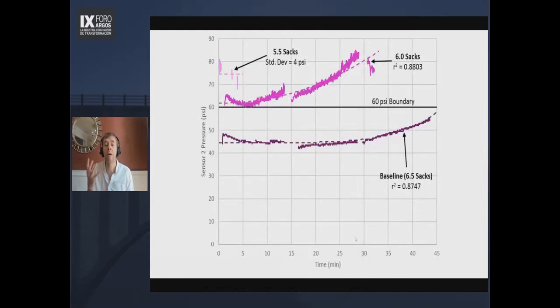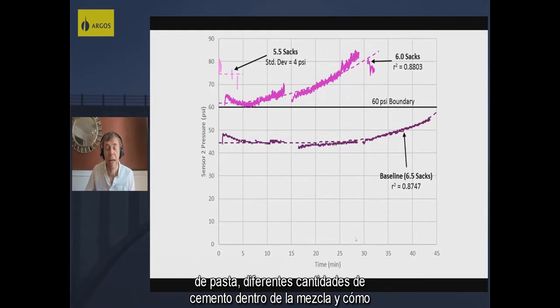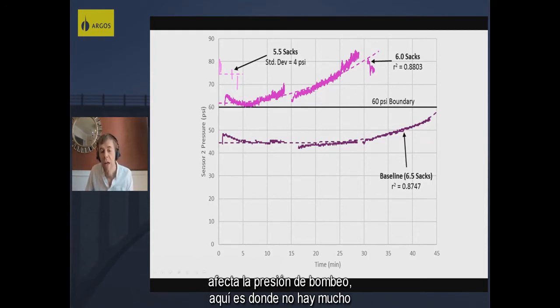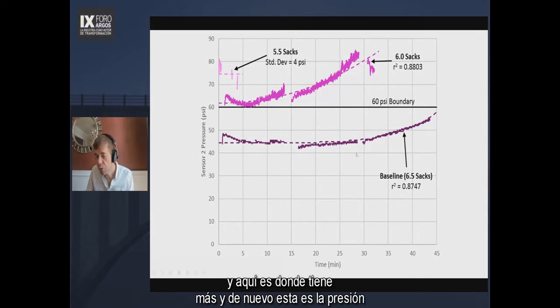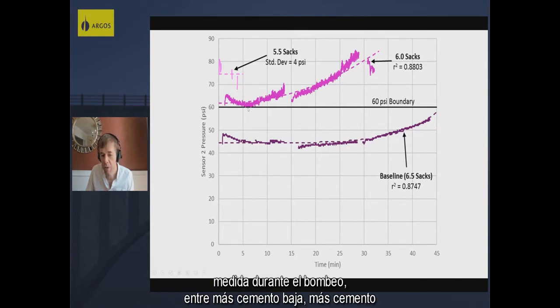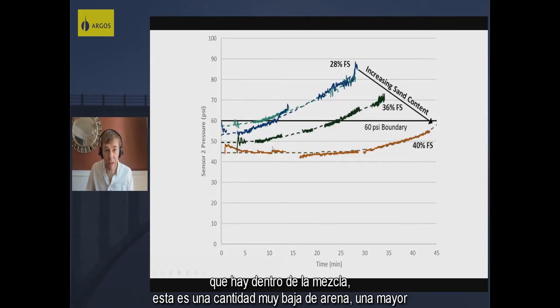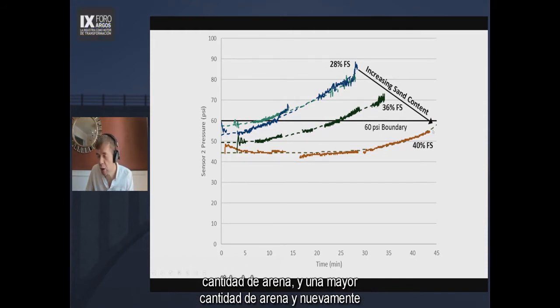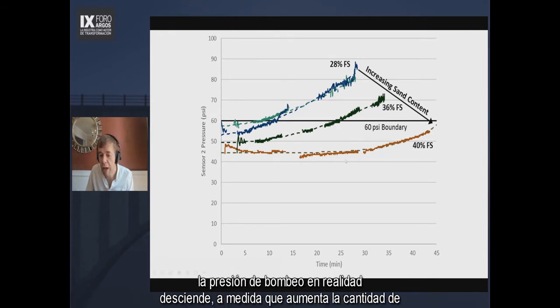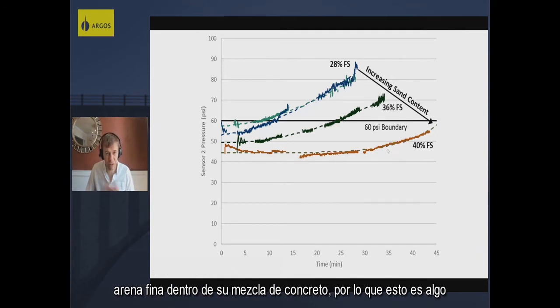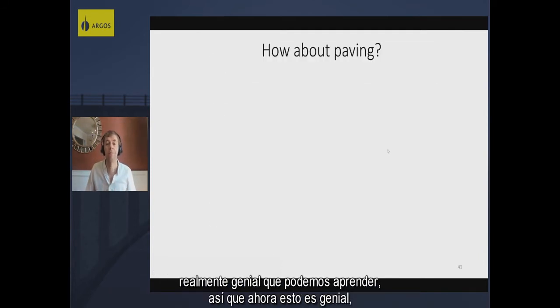We can also look at different paste contents, different amounts of cement inside the mixture and how it affects the pumping pressure. This is where it doesn't have very much cement in the mix. This is where it has a little bit more, and this is where it has more. And again, this is the pressure measured during pumping. The more cement, the more it goes down. We can also look at the amount of sand that's inside the mixture. This is a very low amount of sand, a higher amount of sand, and a higher amount of sand. And again, the pumping pressure actually goes down as you increase the amount of fine sand inside your concrete mixtures. This is really cool stuff that we can learn.